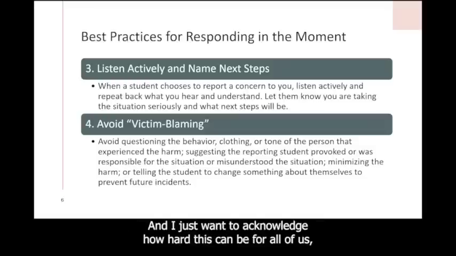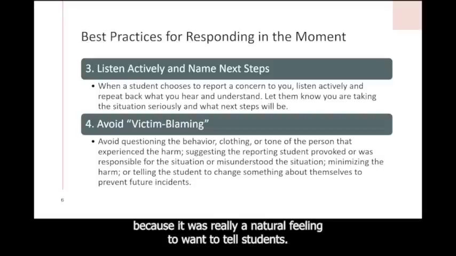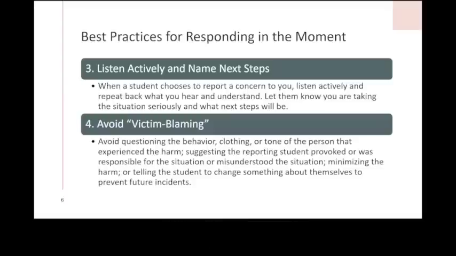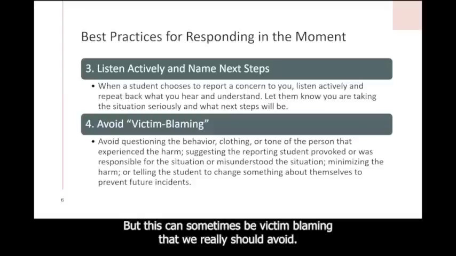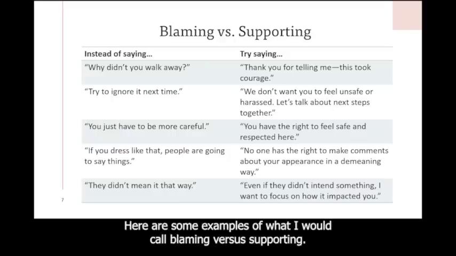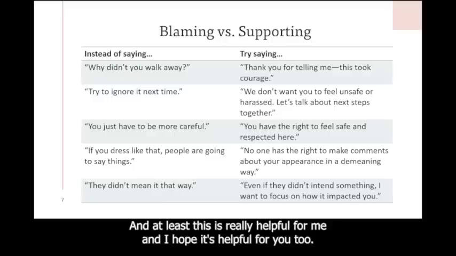And I just want to acknowledge how hard this can be for all of us, because it was really a natural feeling to want to tell students, "I'm sure they didn't mean that," or "I'm sure it wasn't that bad," to try and minimize the harm for them. But this can sometimes be victim blaming that we really should avoid. Here are some examples of what I would call blaming versus supporting. And at least this is really helpful for me, and I hope it's helpful for you too.